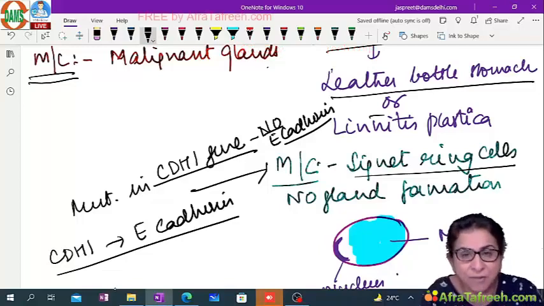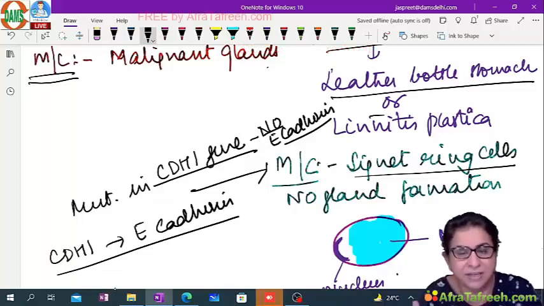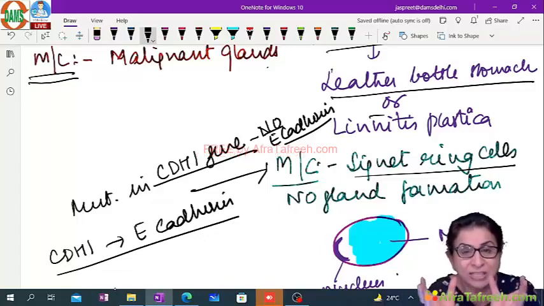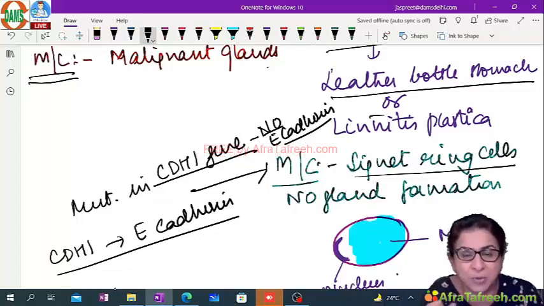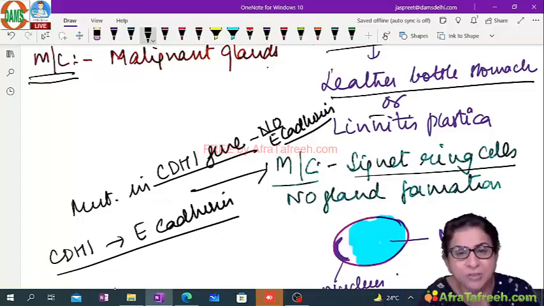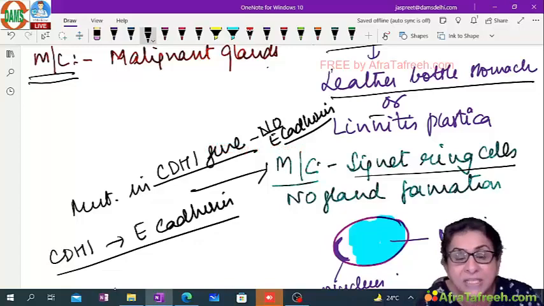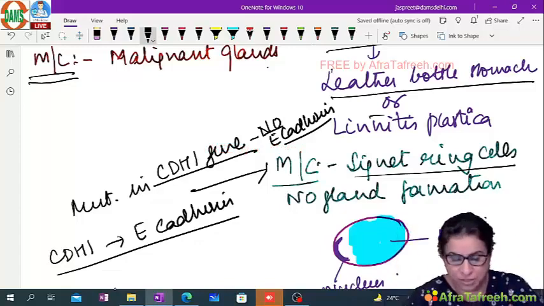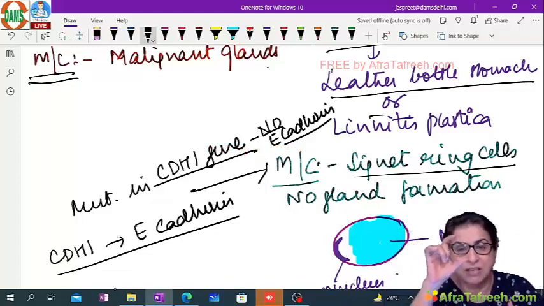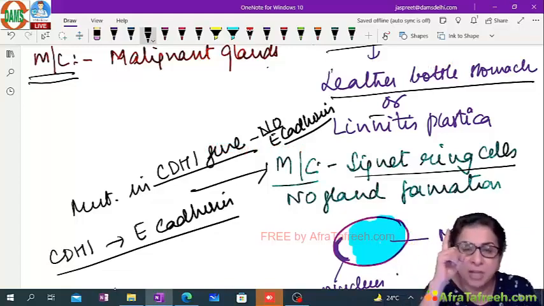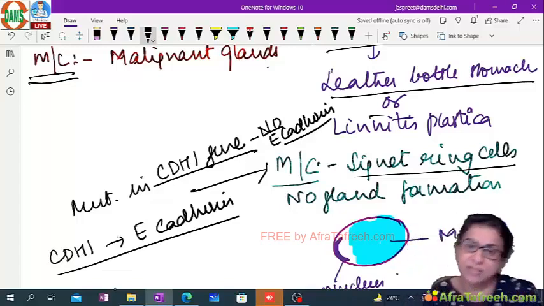So why are glands formed in intestinal type? Because there is E-cadherin. It is holding the cells together and helping to form glands. In diffuse type, there is no E-cadherin. The E stands for epithelial cadherin, and cadherins bind the cells together. They are adhesion molecules. So now there is no E-cadherin, there are no adhesion molecules. So single malignant cells infiltrate into the wall of the stomach, and the wall becomes very thick and leather-like. That is why, because of loss of E-cadherin, there is no gland formation in diffuse type.